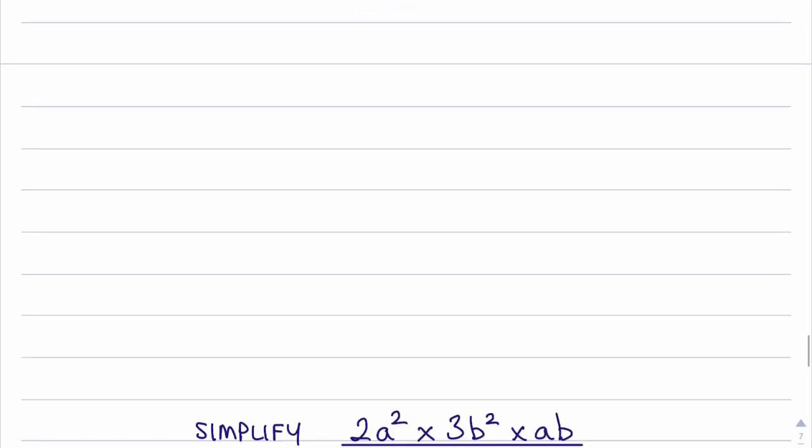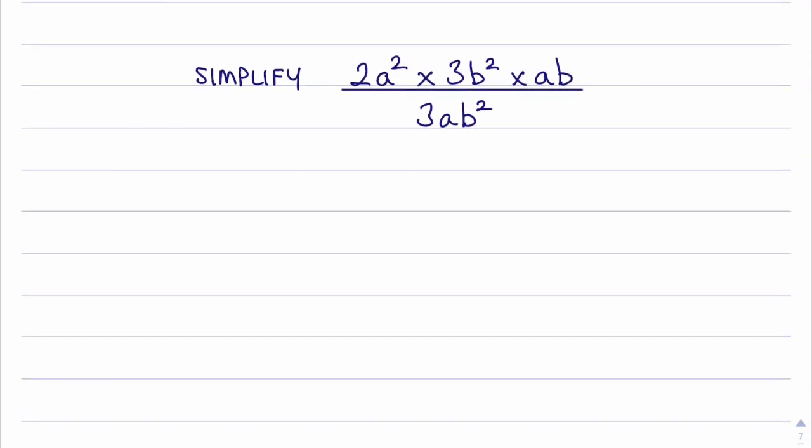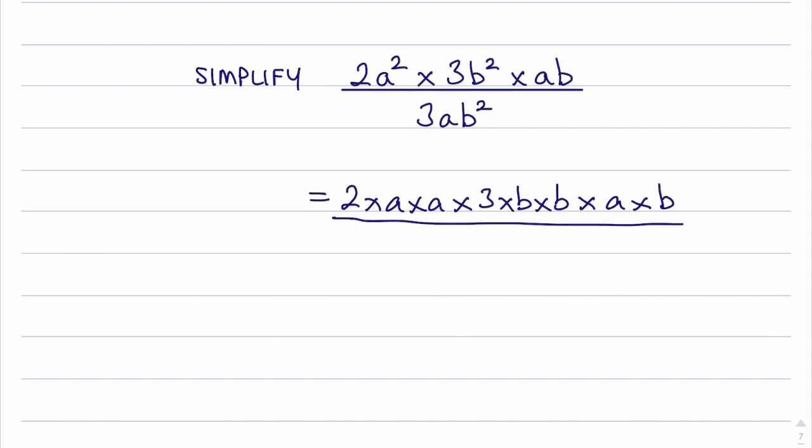Now what we can do next is we can apply the multiplication and division together. So looking at this question here, I've got 2 multiplied by a multiplied by a. Then we've got the 3. Then we've got the b squared, so b times b. And that's multiplied by a multiplied by b. And that is all over 3 multiplied by a multiplied by b multiplied by b.